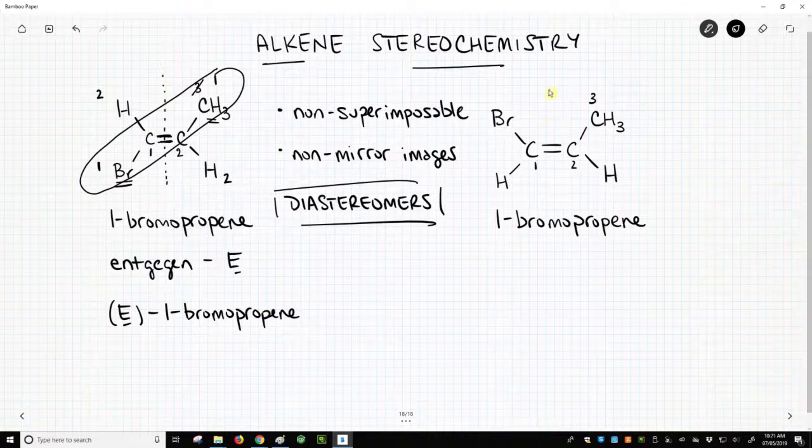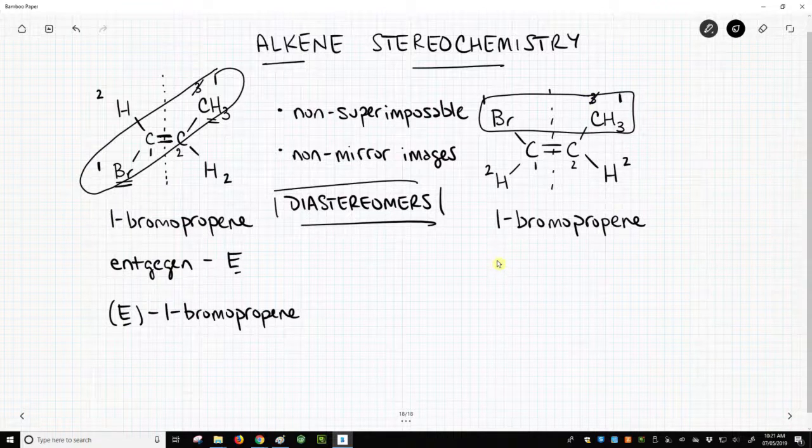Now let's look at our other one, chop the double bond in half. We're going to do the same thing. Bromine is higher priority than hydrogen. Carbon, mark out that 3, is higher priority than hydrogen. Now our high priority groups are together. The word in German for together is zusammen. So the letter Z is the symbol there. I had a friend who used to say Z is if groups are on the same side. So that's a little bit of humor for you. Z-1-bromopropene.